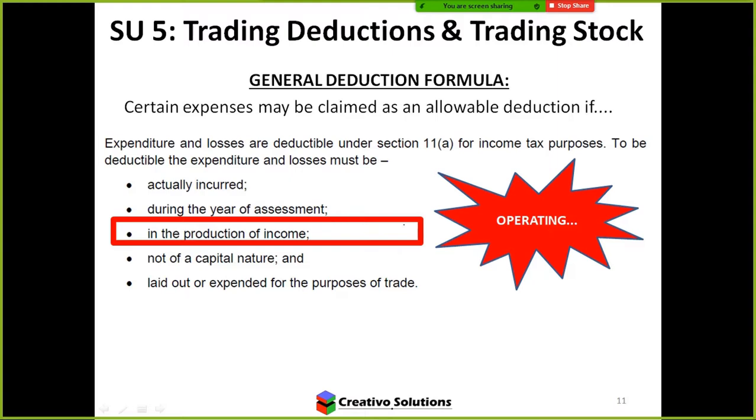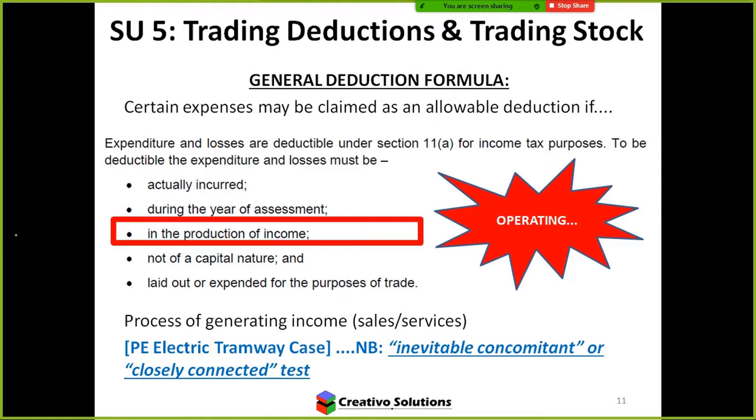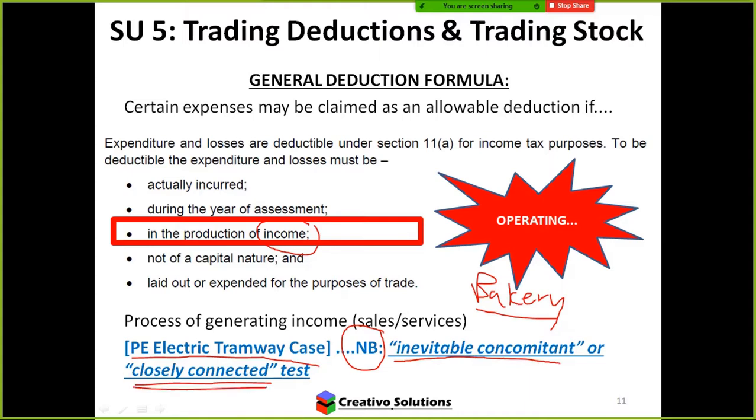So when you look at this section, I've put a little note here: operating. What case law am I going to use? I'm going to use the PE electric tramway case. In that case, they spoke about an inevitable concomitant, or the closely connected test. In other words, they're going to ask, what are you doing? Let's use the baking example. I'm a bakery. Then they're going to ask, what is an inevitable concomitant or closely related? If I bought flour, is flour something that a bakery would need? Yes. You can't bake without flour. It's inevitable. It's part of the business.